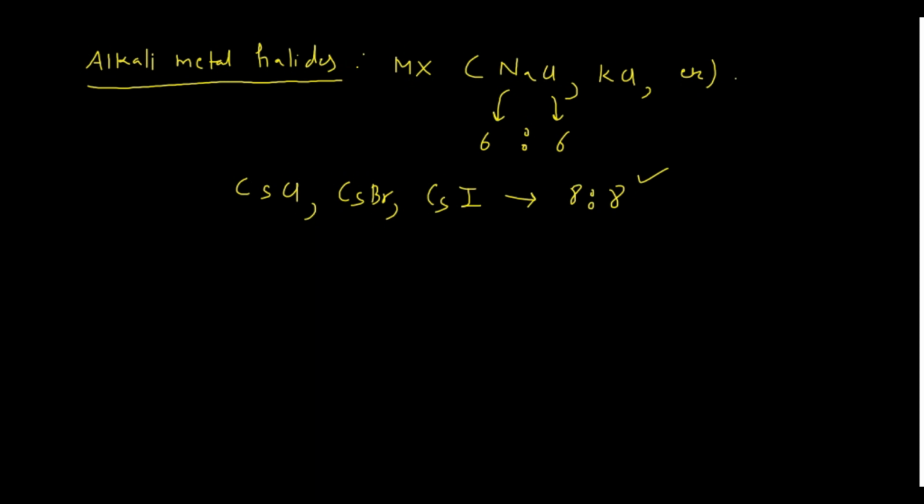And why is it actually happening in that case? It is due to the more favorable lattice energy. If you have lithium, theoretically the coordination number is 4:4, so for lithium chloride it is 4:4, but lithium can also form the 6:6 ratio.